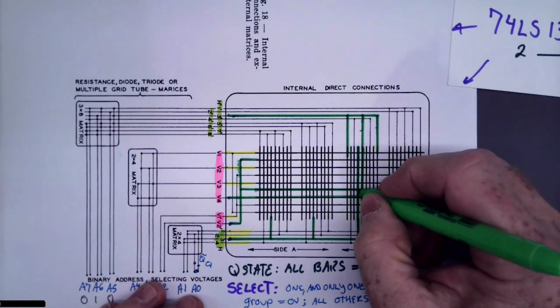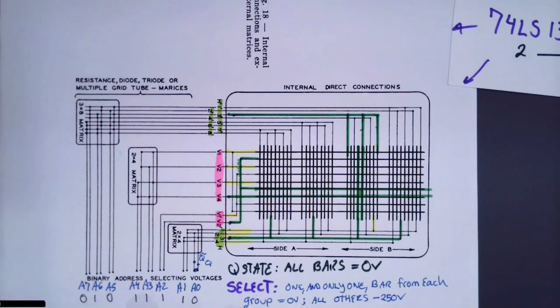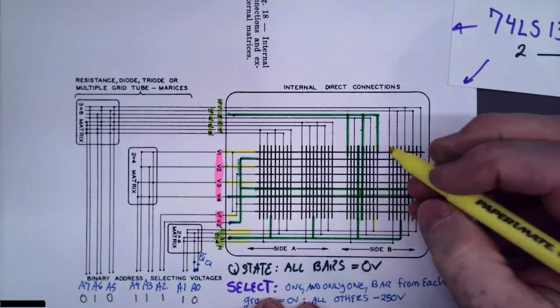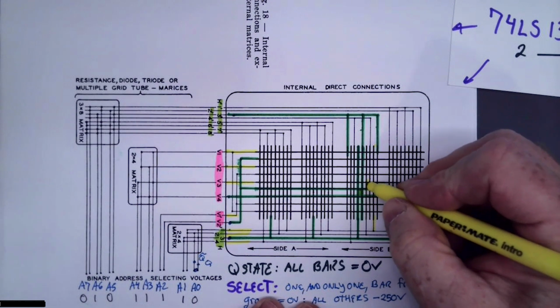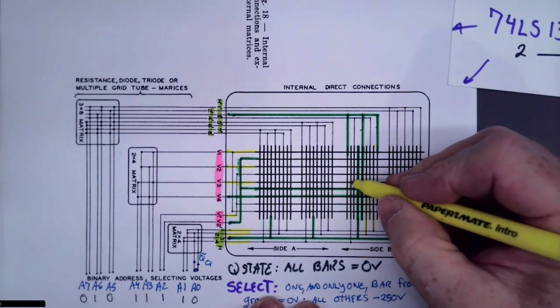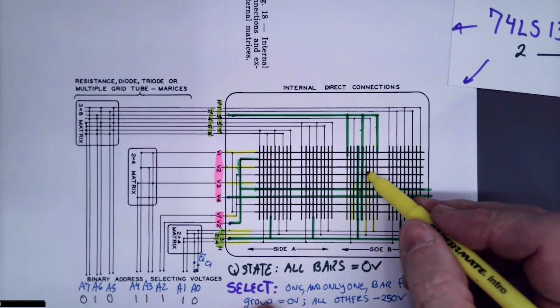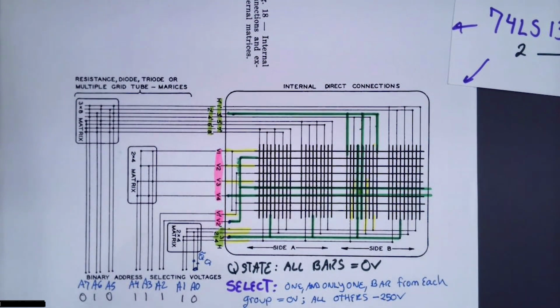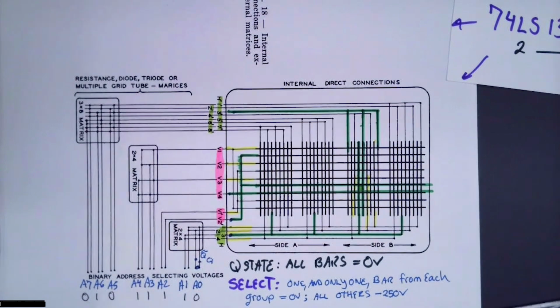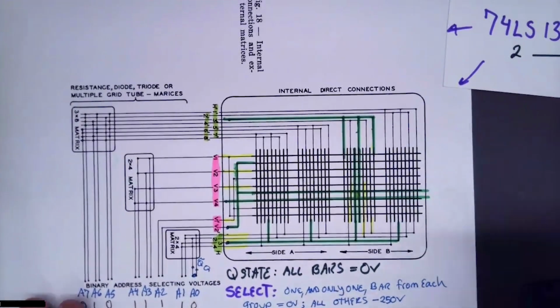So it looks like we have selected this bit right here with this 8-bit address. Again, keep in mind that all of these other bars are at minus 250 volts. That means any window that has at least one at minus 250 volts will not be selected. So this is how we do the selection. So I need to add a couple more pieces of logic to this to actually implement this.